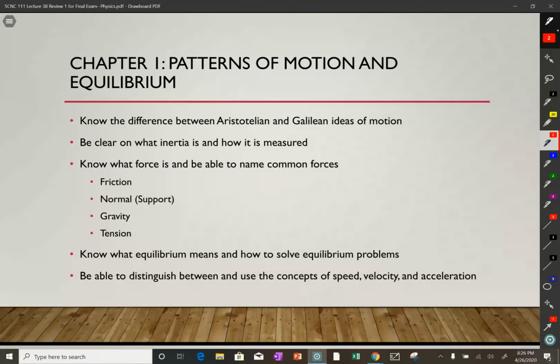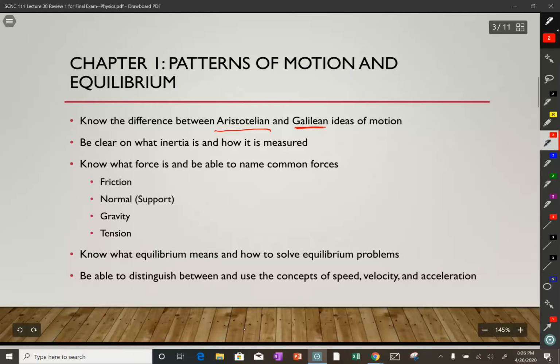Then chapter 1, we start in with physics, and we were looking at motion. So make sure you know the difference between Aristotelian thought. Aristotle thought that there were just natural motions. The natural position for something was to be on the ground if it was made of earth, to be sitting on top of the ground if it was water, to be on top of water if it was air, and to be up to the top above air if it was fire. And so things did whatever they did based on how much of these elements they had.